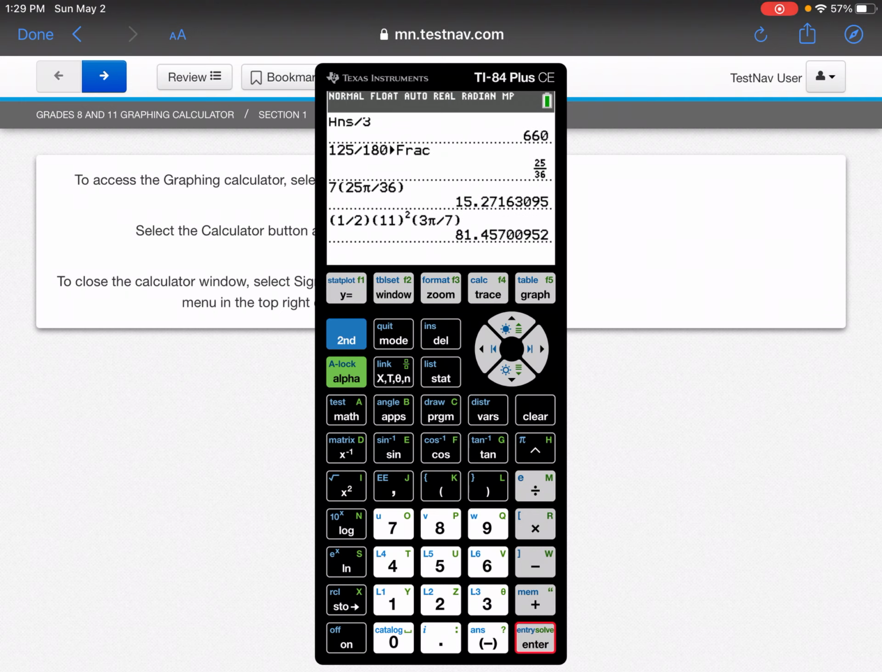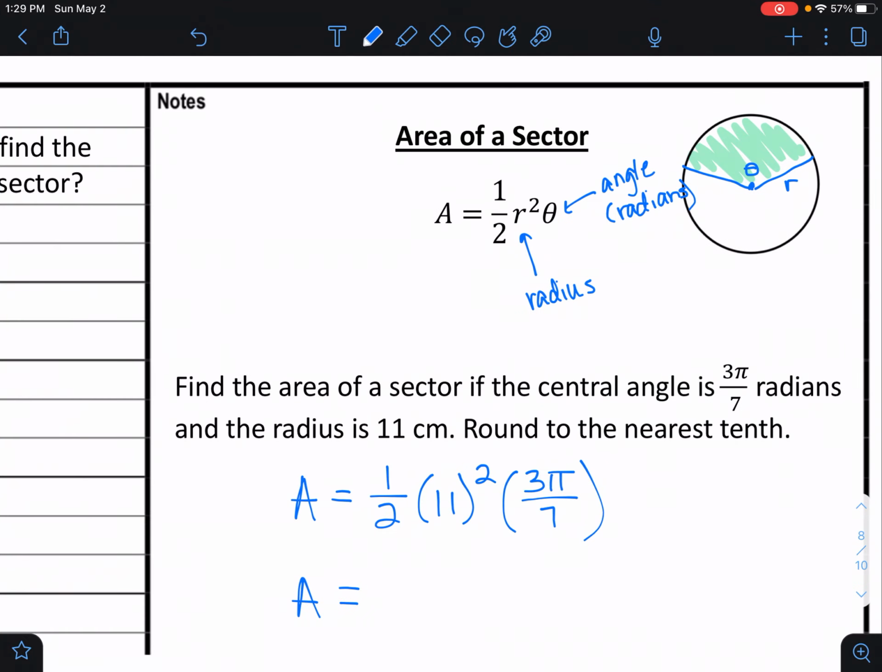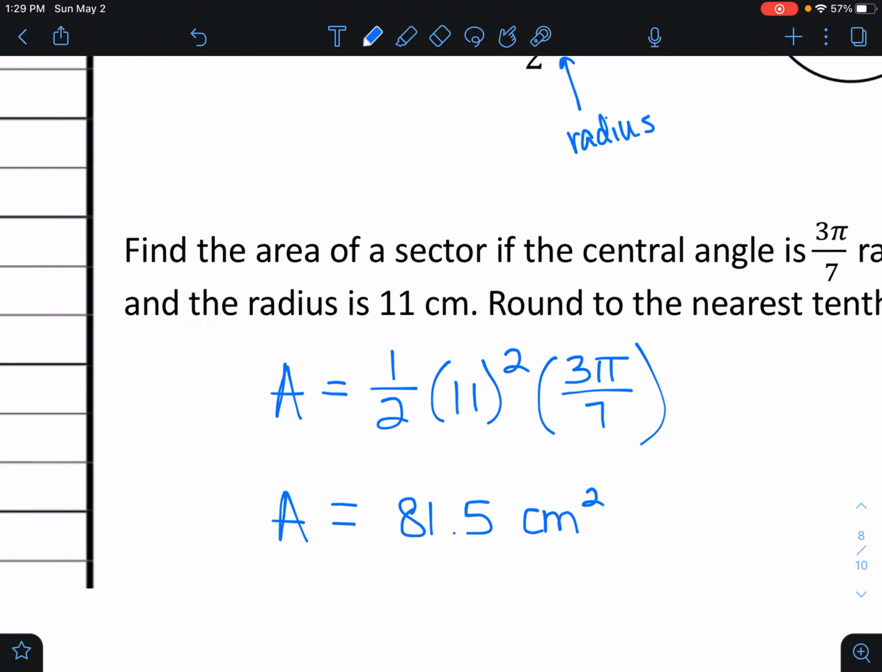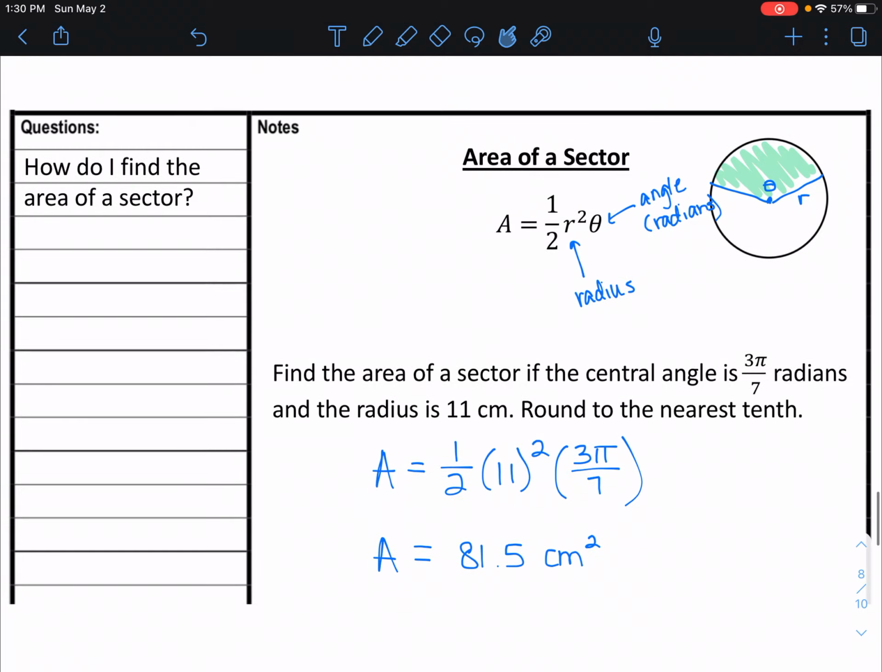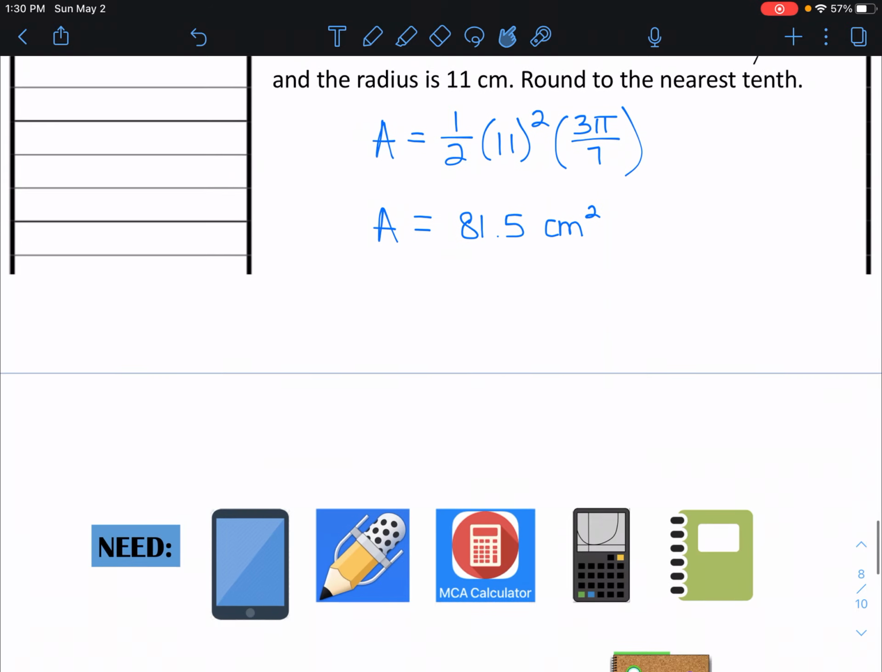We get 81.5. This will be 81.5 square centimeters. Since it's area, make sure you use square units. And that is how we find the area of a sector. Make sure you double check that your angle is in radians before you use either of these formulas.